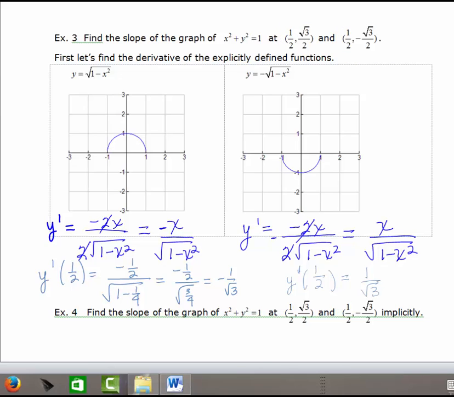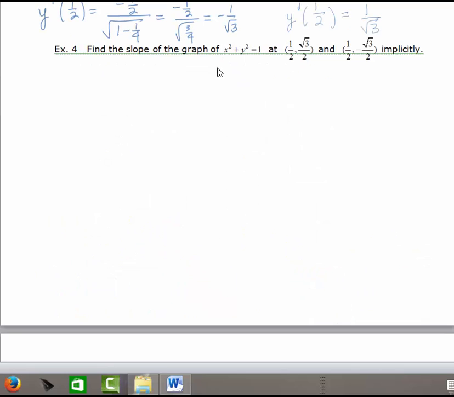So in this case, having written the circle as two separate functions, in order to find the slope at a given point, even though both of the x values are 1/2, you have to decide which equation you are going to use, and it was the sign of the y coordinate that helped you do that. Now what's nice about using implicit differentiation is that you do not have to determine which equation to use because you'll have one derivative formula instead of two. So in this example, we're going to find the slope of the graph of x squared plus y squared equals 1 at the same two ordered pairs, only we're going to find the derivative implicitly.